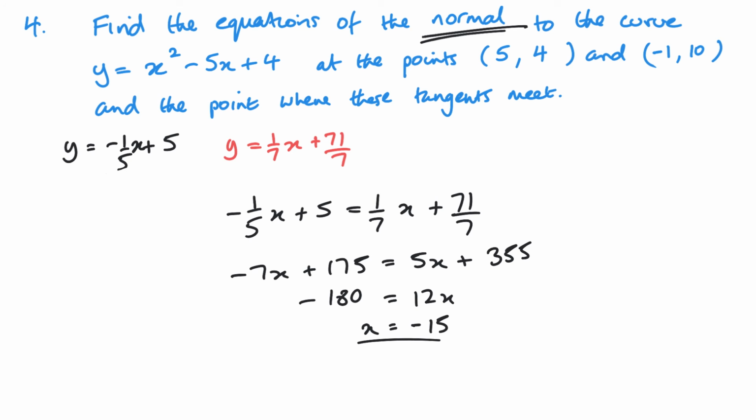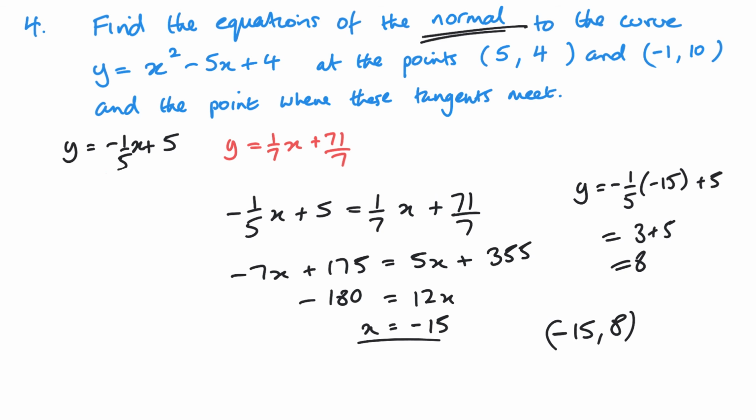negative 15. And once I've found the x value, I can substitute it into any of my two equations to find my y value. I'm going to put it in this one with the 5s, as I think that will be easier to deal with. So y equals minus 1/5 times minus 15 plus 5. So you can see that this is 3 plus 5, which is 8. So my coordinates is minus 15, 8.